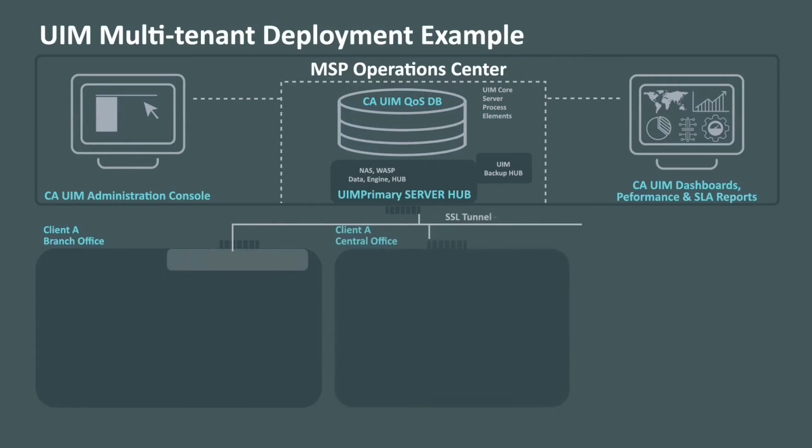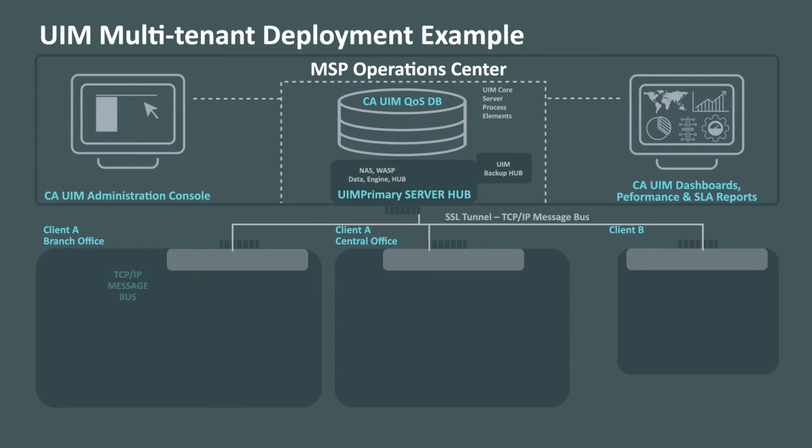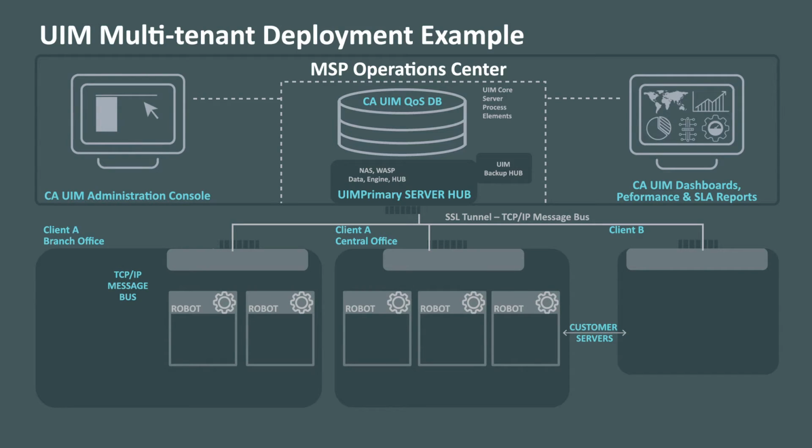Below represents the client side. A lightweight piece of software called a robot is installed on each customer's server to be managed. The robot does not perform monitoring, but instead carries out admin tasks issued by the CA UIM admin console. The robot is also responsible for forwarding alarm and performance data back to MSP operations once monitoring is activated. Monitoring will be enabled with UIM probes, and we'll talk about probes in a minute.